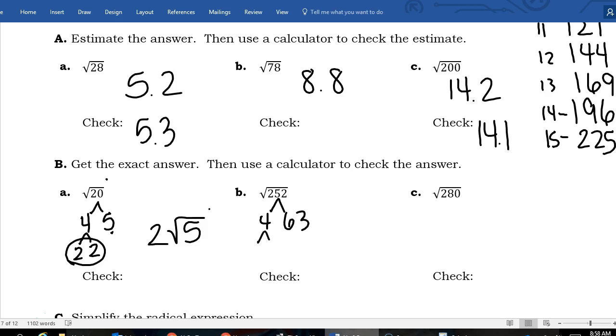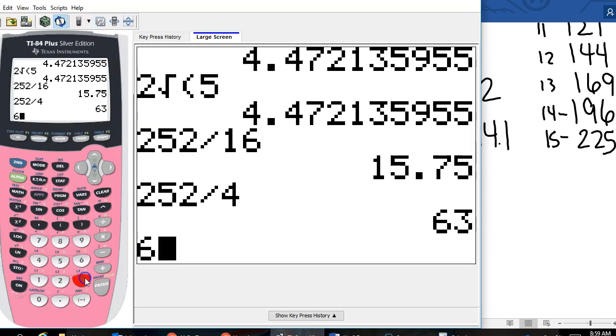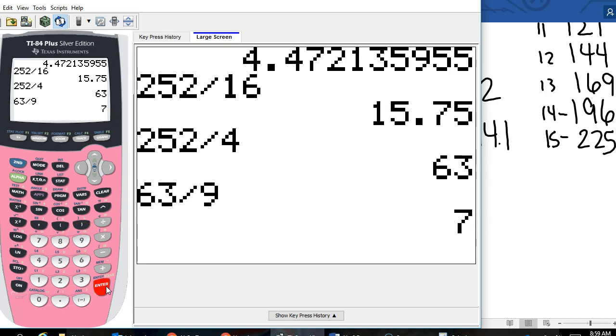And right away, I know 4 breaks into 2 and 2, so I'll be able to pull a 2 out of my radical. 63, that's not a prime number, so I can keep going on that one. And I know 63, I know my 9's is a 9. 9 is one of my perfect squares, so I can pull out a 7 and a 9 from 63.